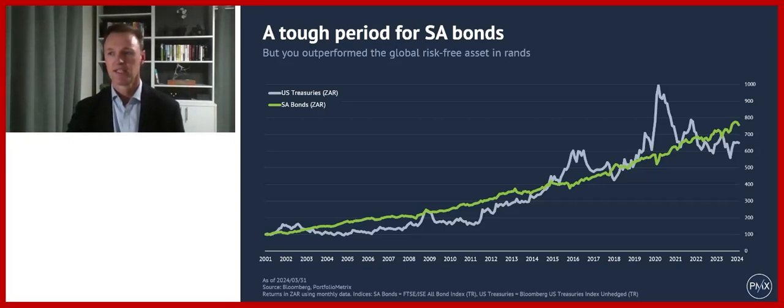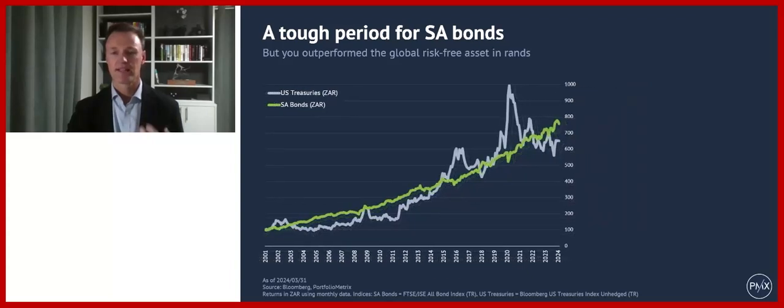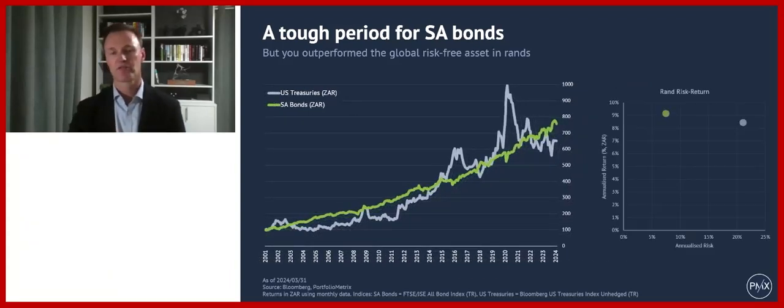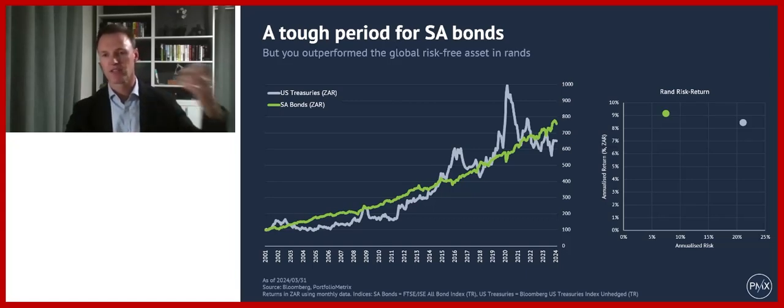And the important thing to understand here is that global assets come with a much higher degree of volatility in rands. So in other words, the weight of the interest has allowed bonds in South Africa, despite going through a tough period, to still outperform global assets, but at much lower volatility as well.